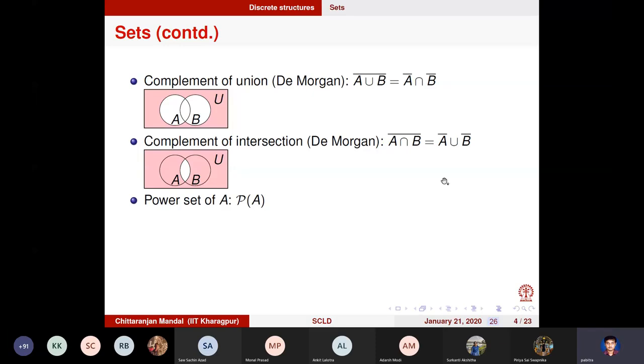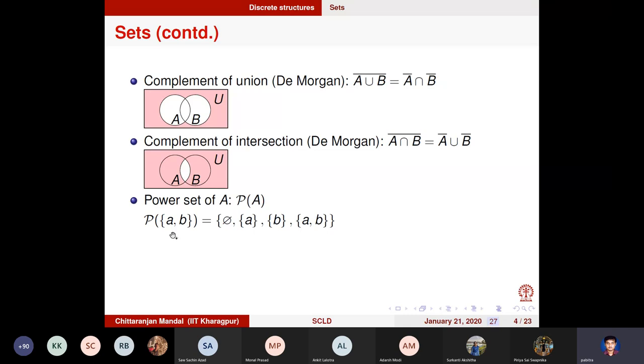Okay, let me define another important thing in set theory, which will be useful to us later. It's the definition of the power set of a set A, denoted by script P of A. The power set of a set A is another set whose elements are not elements of A, but subsets of A. So the power set of a set A is a set whose elements are all possible subsets of A. This I think all of you know.